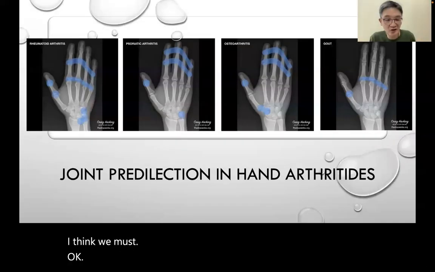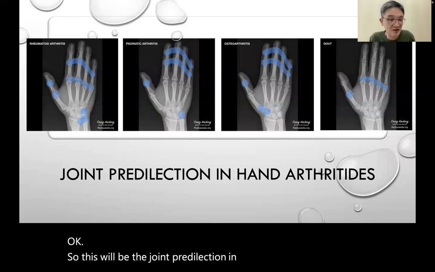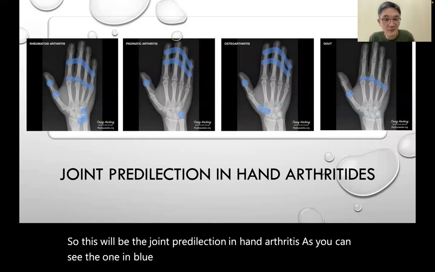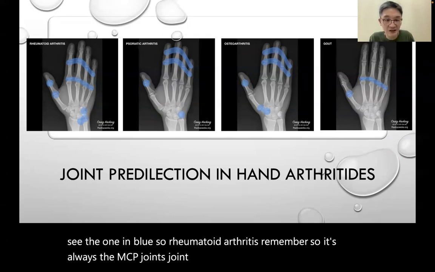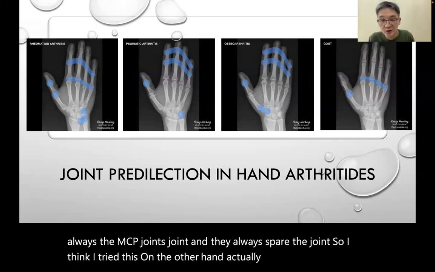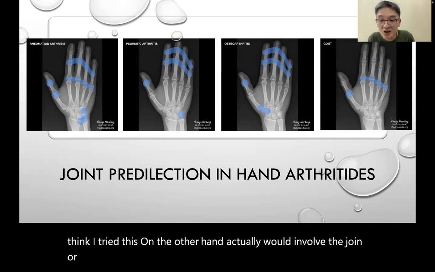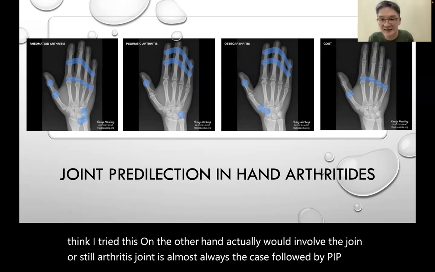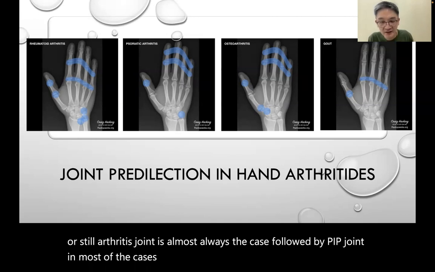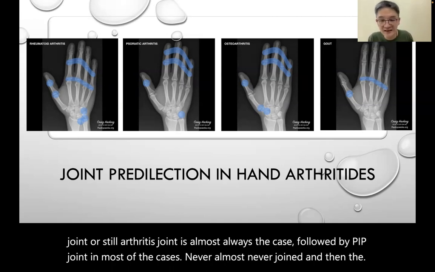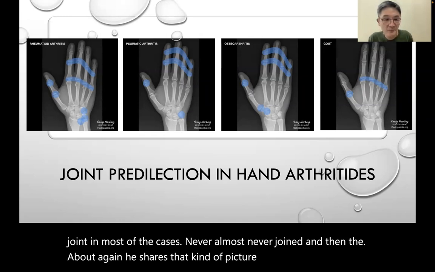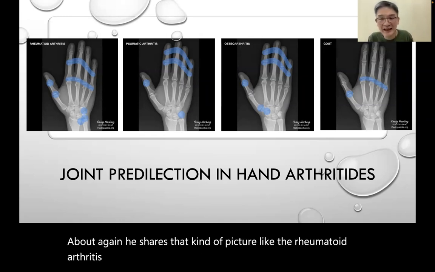So this will be the joint predilection in hand arthritis, as you can see the one in blue. So rheumatoid arthritis, remember, it's always the MCP joints and PIP joints, and they always spare the DIP joint. Psoriatic arthritis, on the other hand, actually would involve the DIP joint. Okay, osteoarthritis, DIP joint is almost always the case, followed by PIP joint. In most of the cases, it's almost never MCP joint. And then the gout, again, it shares a picture like the rheumatoid arthritis, but in gout, it's usually asymmetrical rather than symmetrical.